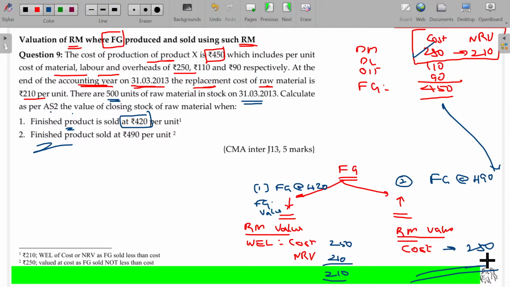Clear? Cross check whether the finished goods value decreases or not. If it decreases, then raw material cost will be calculated based on whichever is lower of the two values, cost or NRV. If the finished goods value is not decreasing, don't bother about adjusting the loss of raw material. Anyhow, you are going to recover that by selling the finished goods.